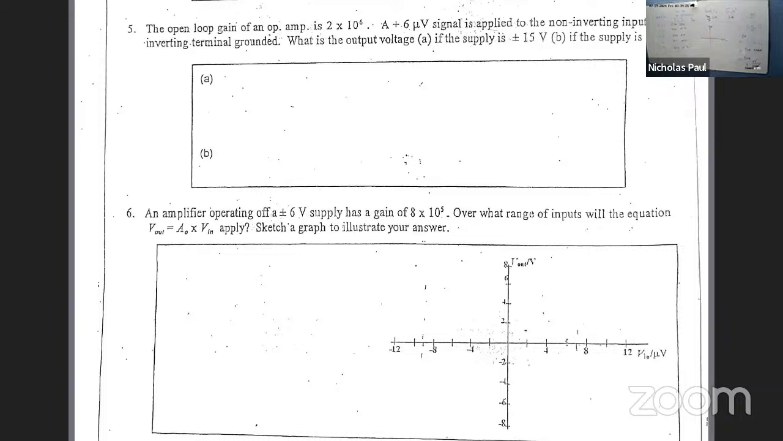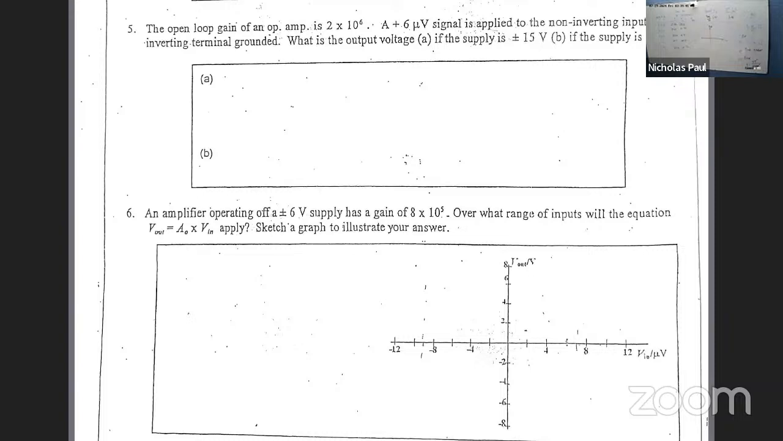So the maximum is 6. Let's say E plus 6 microvolts is applied to another. So 6 microvolts is the input. Right? They give it. Well, that's just the input, it's not the max, that's the input they give.